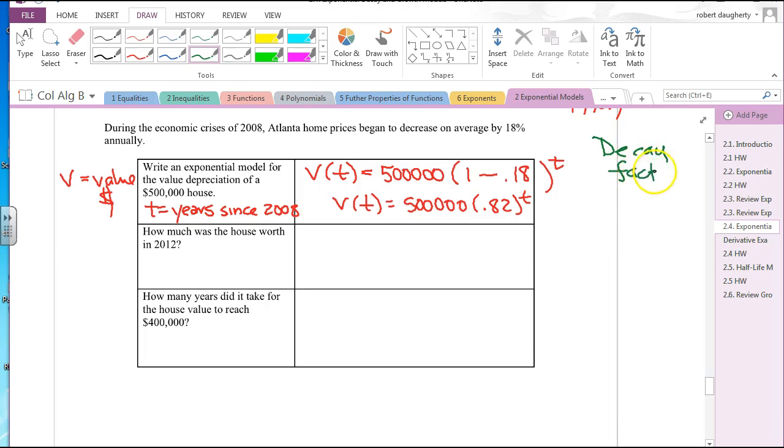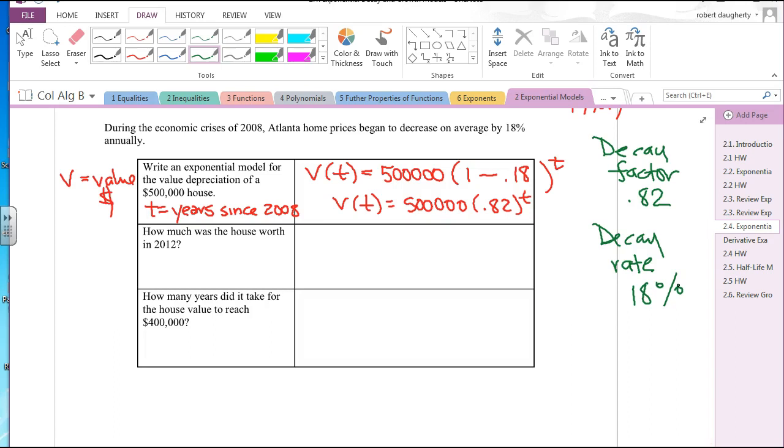Yeah, the decay factor is 0.82. What is the decay rate? It's 18%. The decay rate is always a percent. So these houses are going down 18% per year. The decay factor is that number inside the parentheses, 0.82.